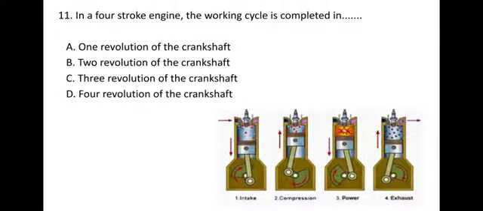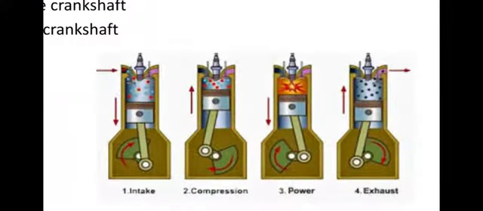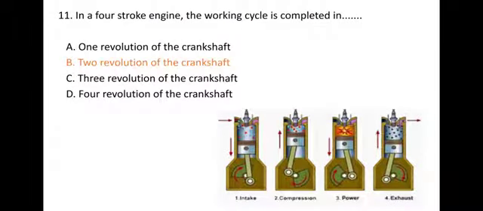Next question. In a four-stroke engine, the working cycle is completed in. So in four-stroke engine, the working cycle is completed in 2 revolution of the crankshaft. Here you can see the four-stroke cycle engine. When the crank rotates, say from 0 to 180 degree, that is intake stroke. From 180 to 360 degree, compression stroke. 360 to 540 degree, that is power stroke. And from 540 to 720 degree, exhaust stroke. So a complete cycle happens in 2 revolution of the crankshaft. So in a four-stroke engine, the working cycle is completed in 2 revolution of the crankshaft.